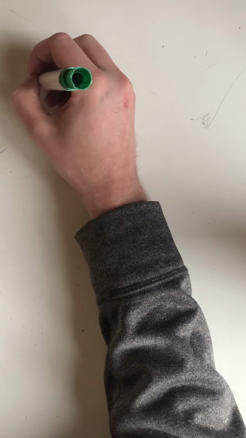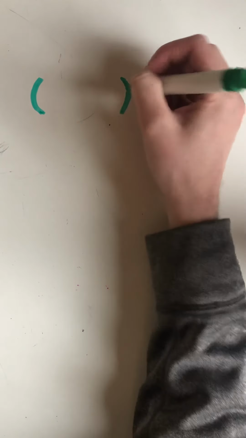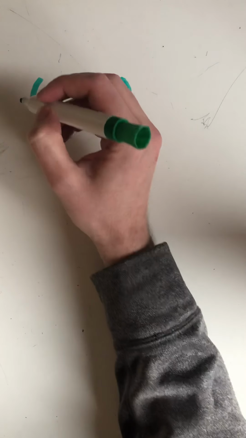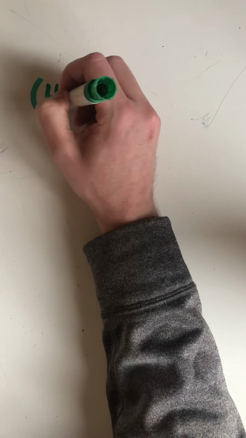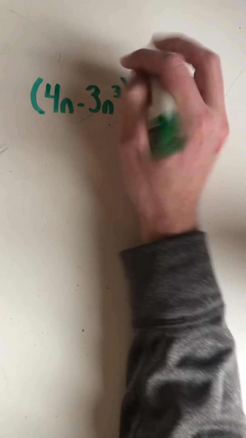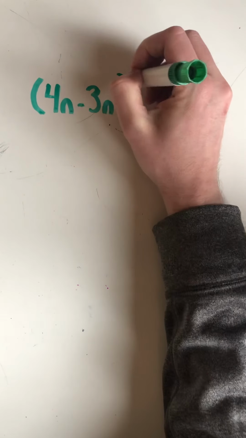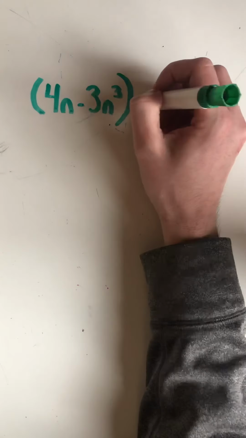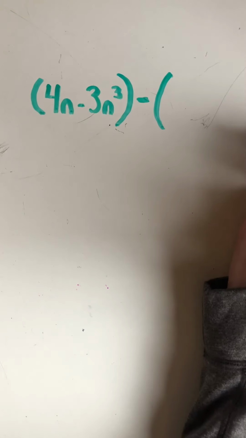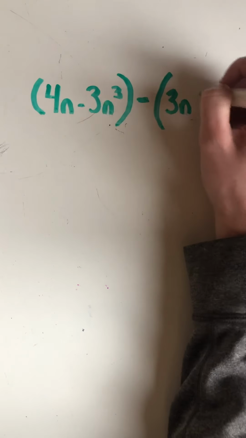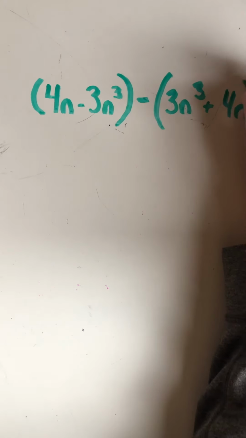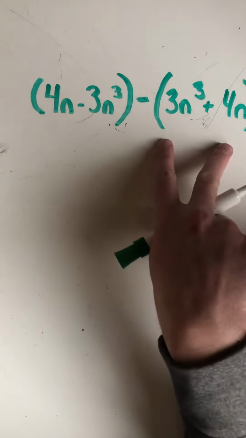A binomial comes in a parentheses. It has two terms. For instance, we might have (4n minus 3n to the third) minus (3n to the third plus 4n). A binomial and a binomial.